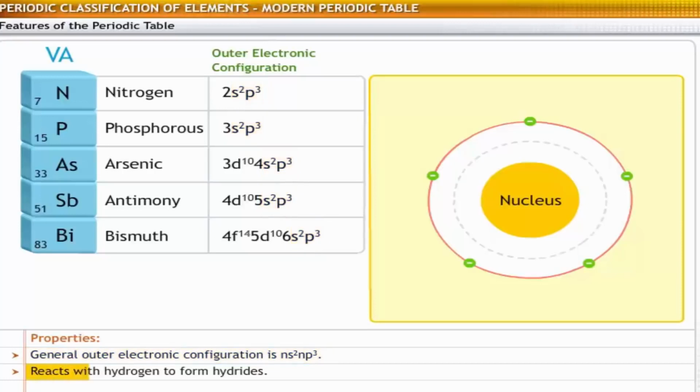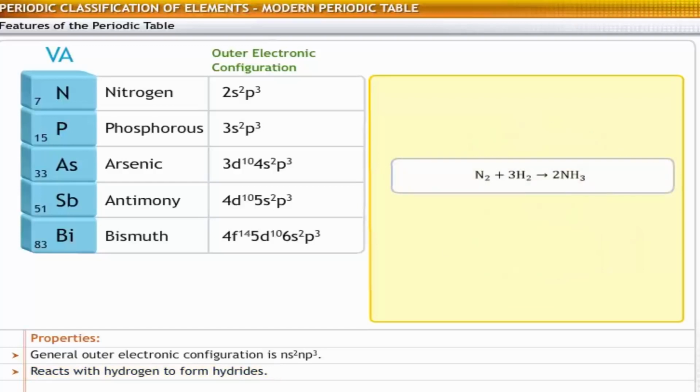These elements react with hydrogen to form hydrides. For example, nitrogen combines with hydrogen to form ammonia gas. Similarly, arsenic combines with hydrogen to form arsine.